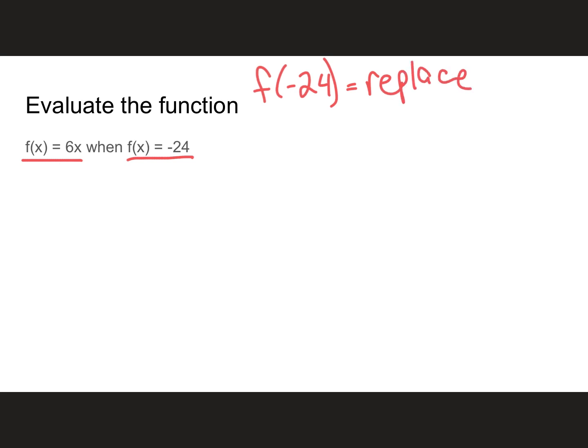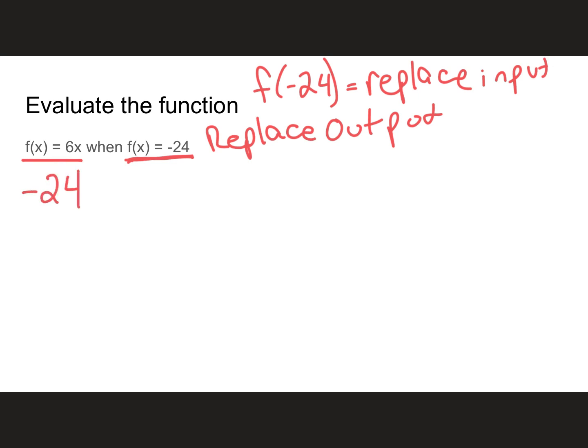But this one, when we are asked to find f of x, it means we're going to replace our output. So replace our output with negative 24. So in this case, I'm going to write negative 24 instead of f of x equals 6x. So to solve this, I'm simply going to divide both sides by 6. Over here, I get negative 4 equals x.